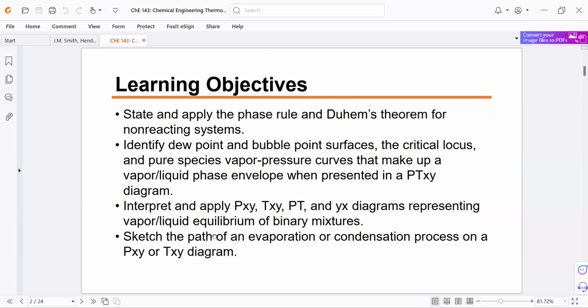So in this topic, we will discuss a lot of diagrams, and we will focus on the PTXY diagrams and the derived diagrams from the PTXY diagram. From the PTXY, we can derive the PXY, TXY, PT, and YX diagrams. PTXY is a 3D diagram, and the rest of the diagrams can be represented in 2 dimensions.